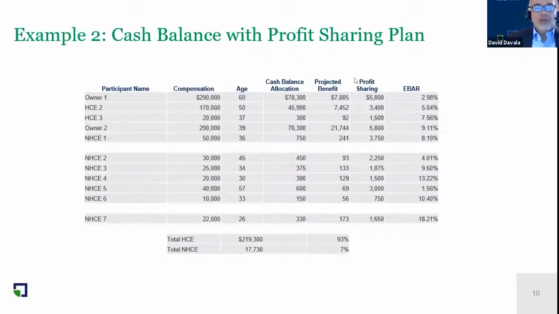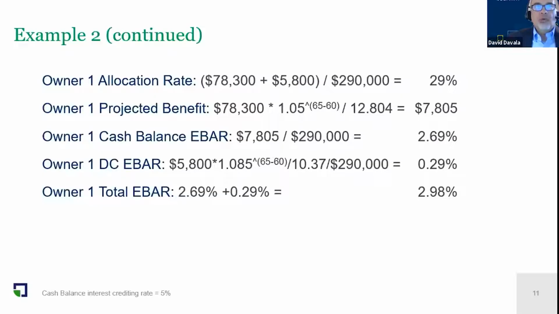Let's look at some of these calculations in detail. Let's look at owner one. Owner one's allocation rate is a cash balance credit of 78,300 plus the profit sharing contribution of 58,000, divided by 290,000, for an allocation rate of 29%.